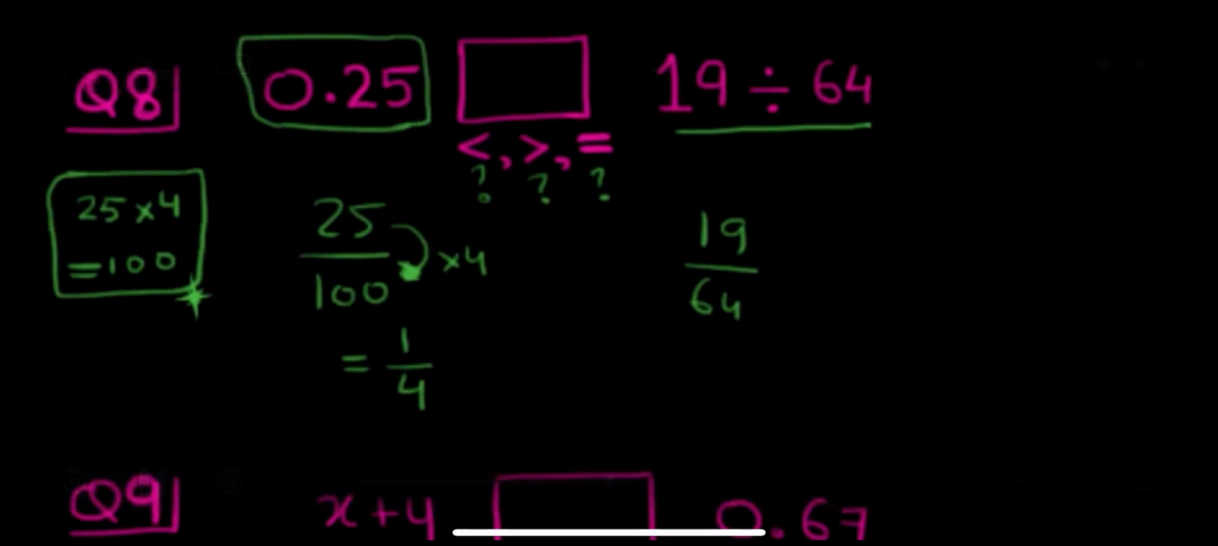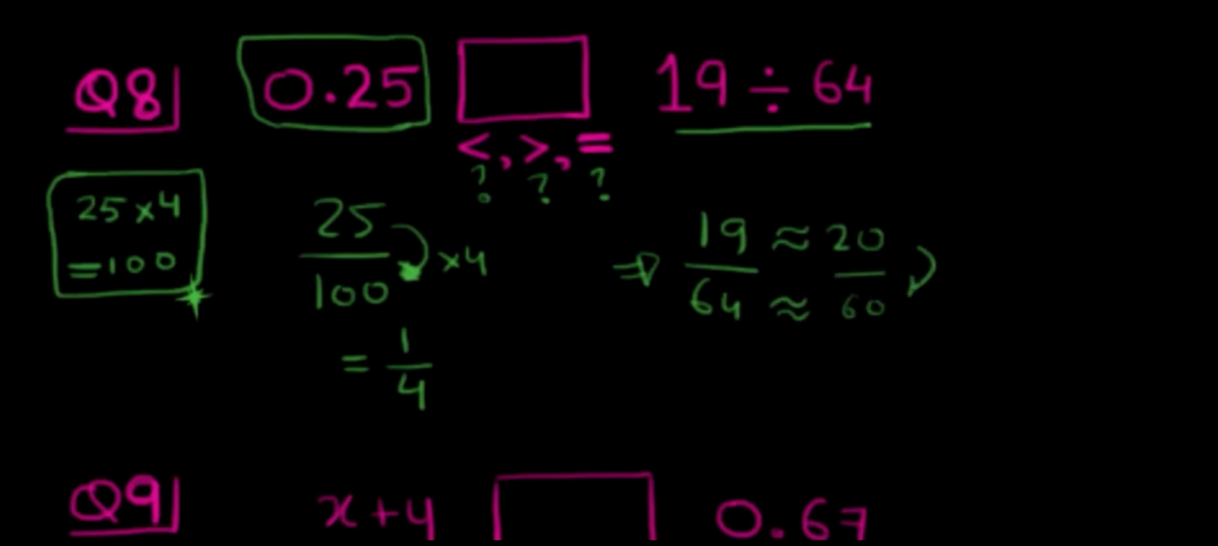Whereas if I look at the second option over here, it's 19 over 64. Now, we're not at the table of 19 yet, so what we could try and do is estimation. Let's say this is a 20, and let's say the denominator is roughly a 60. Why am I saying 60? Because I know 20 times 3 gives me a 60. So I'm saying, let's say that's a 60.